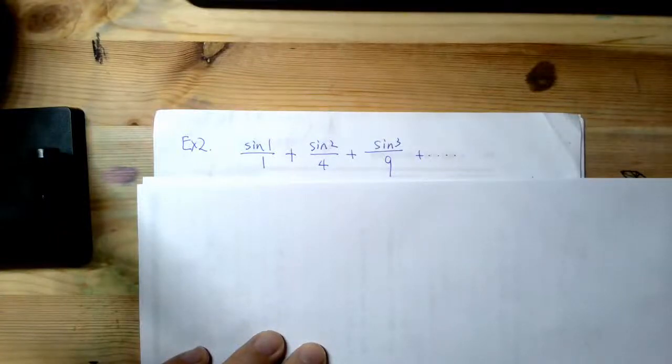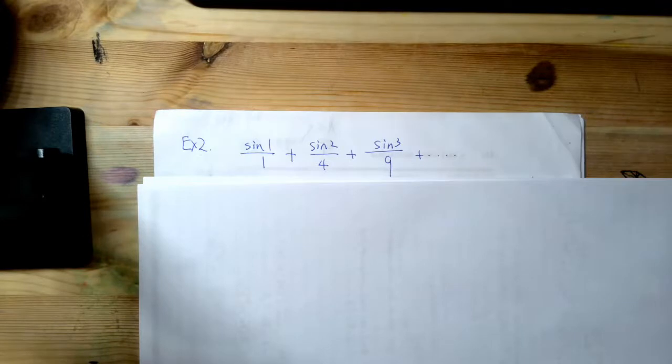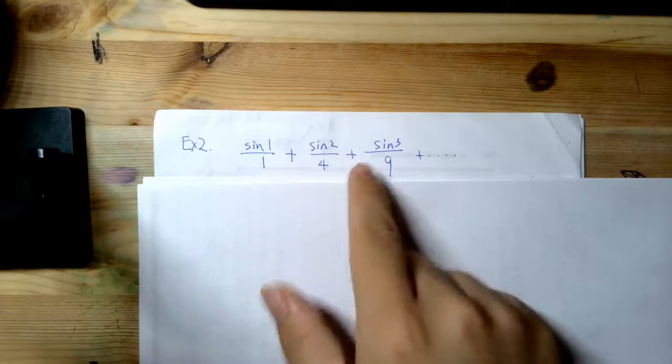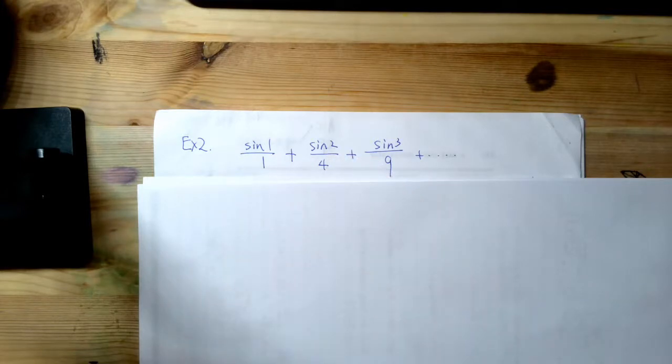Now let's continue to look at one example. Given this series, sine 1 over 1 plus sine 2 over 4 plus sine 3 over 9, etc. The question is whether this series is convergent or divergent. And here, the 1, 2, 3 are in terms of radians, okay?